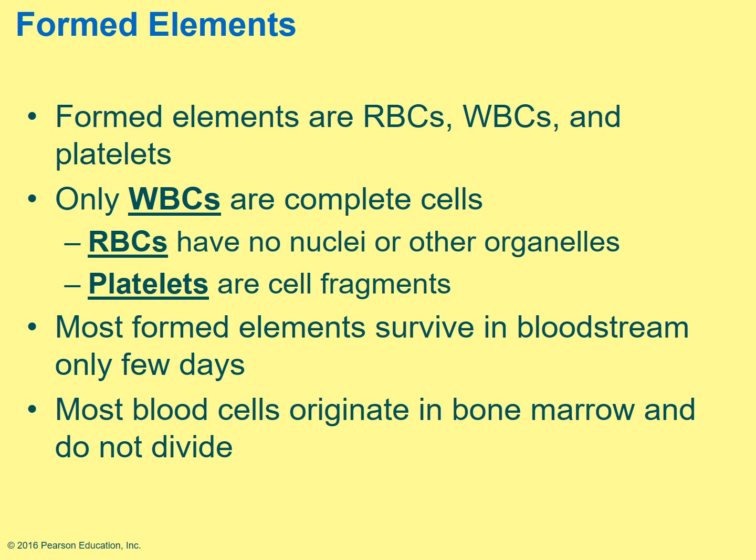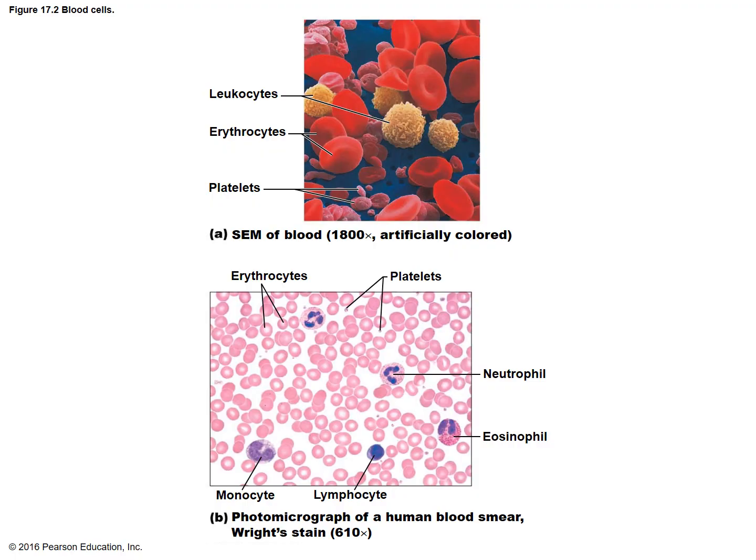Most of your formed elements are only going to survive for a few days. They certainly do not survive a lifetime in your blood, so you're constantly making more. Most of them are going to originate in the bone marrow. So this upper picture shows a scanning electron micrograph of blood. They have added coloration to it, so the leukocytes are not necessarily those yellowish colors there. But it gives you an indication of the size. So the platelets are much smaller than the red blood cells.